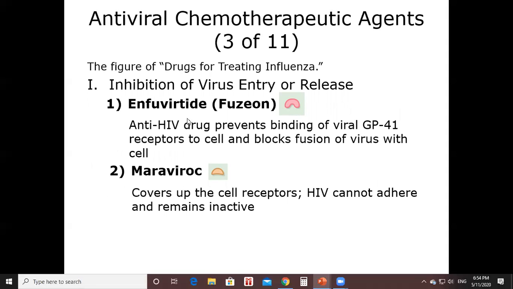So these are some of the drugs that inhibit virus entry or release. This anti-HIV drug, once again, I'm not going to ask you specifically, but sometimes it's kind of interesting in terms of reading up on some of this. So this one, Maraviroc, covers up the cell receptors. When HIV comes to a cell, it attaches to a receptor. This covers up that receptor.